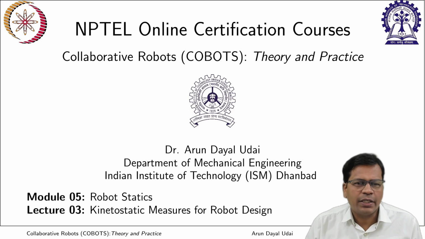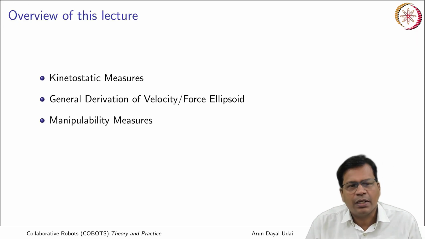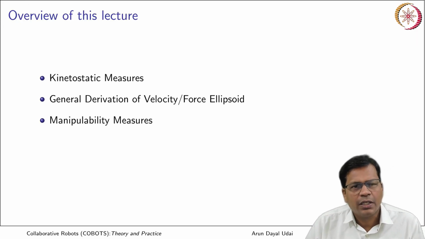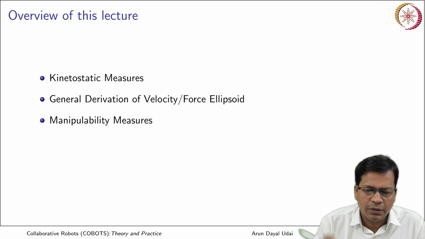Welcome to the third lecture of the module Robot Statics. This is about kinetostatic measures for robot design. In this lecture, I will be discussing kinetostatic measures, general derivation of force and velocity ellipsoids, and manipulability measures.